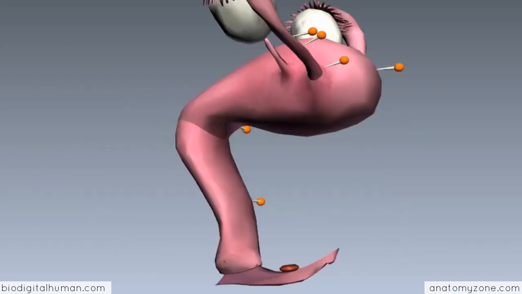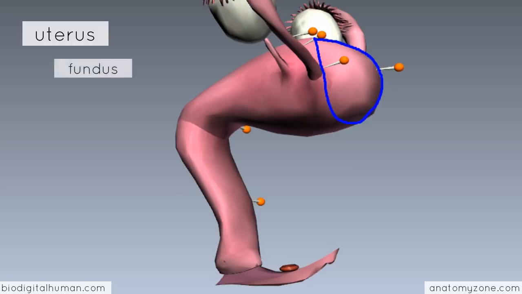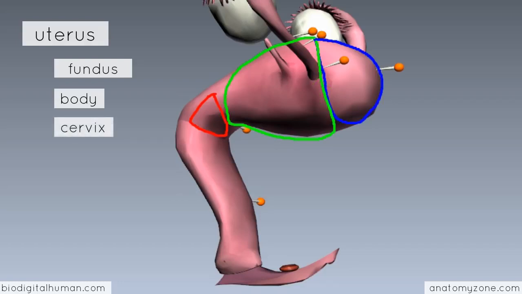There are three parts to the uterus. You've got the dome-shaped superior part of the uterus, which is called the fundus. And this part of the uterus lies superiorly to the point where the uterine tubes enter into the uterus. And then you've got the bulk of the uterus, which is known as the body, and this is the main part of the uterus. And then inferiorly you've got the cervix of the uterus. So the cervix is the neck of the uterus.